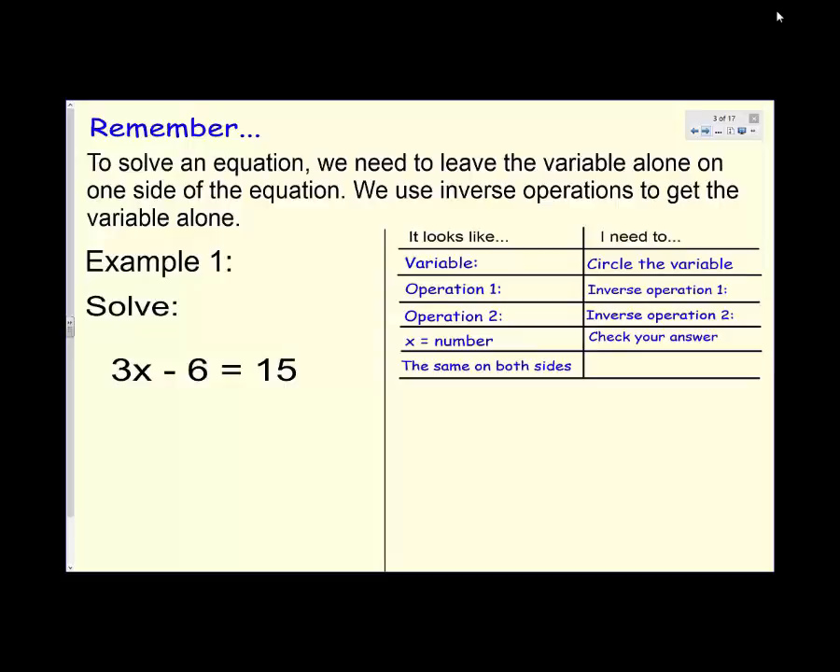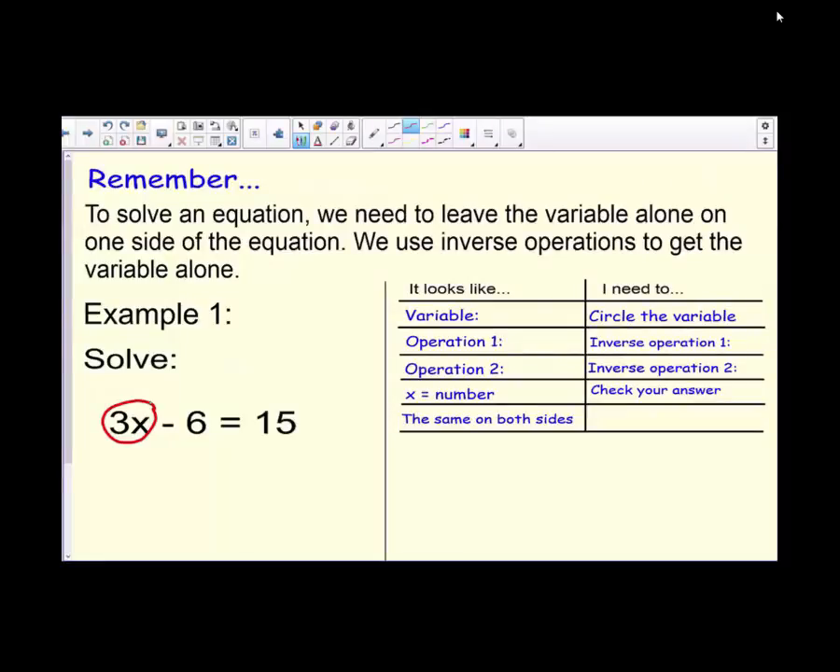On your right, there is a table with things that we need to look for and what we need to do when we find them. For example, the first thing we need to look for is a variable. Where is my variable? It's right here. So what operation is happening next to the x on that same side of the equation? My operation number 1 is subtracting 6. So what do I need to do? I need to add 6. That's my inverse operation.